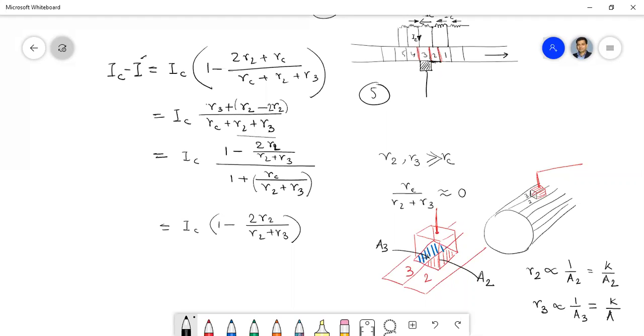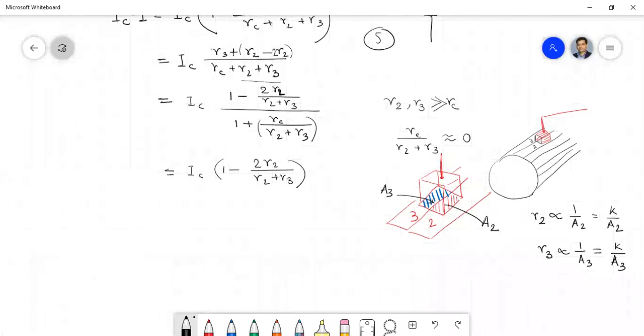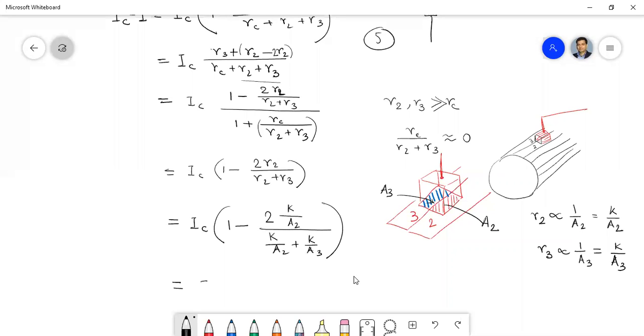Can't we write the R2 and R3 values like this? Now we can write 2 into K by A2 divided by K by A2 plus K by A3. So this will give me 1 minus, or rather, 2A3 divided by A2 plus A3. So is it okay?